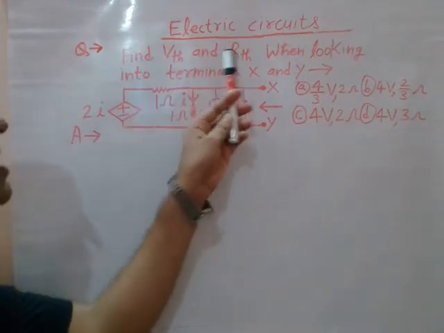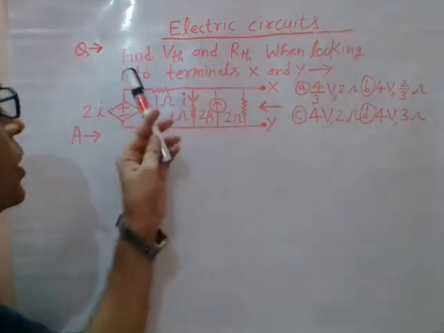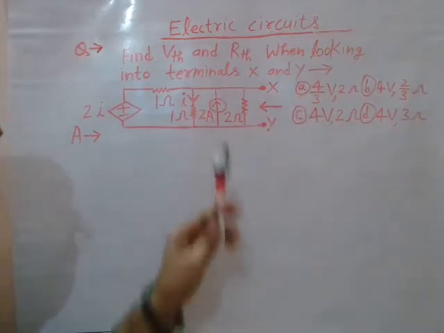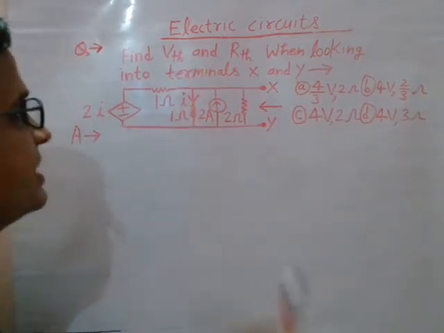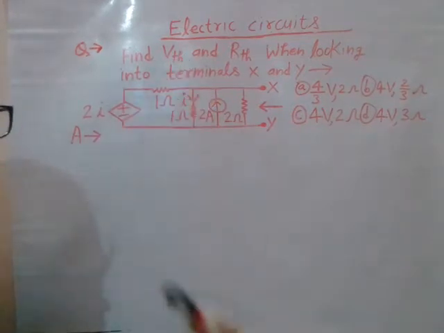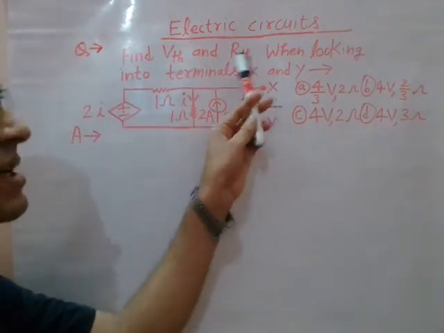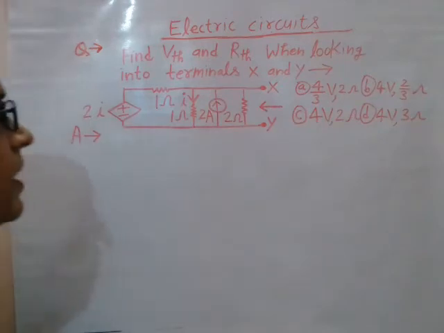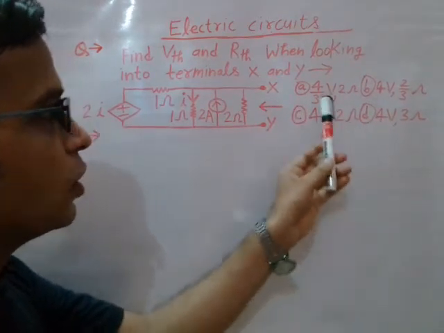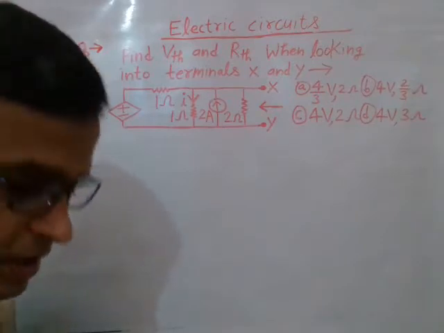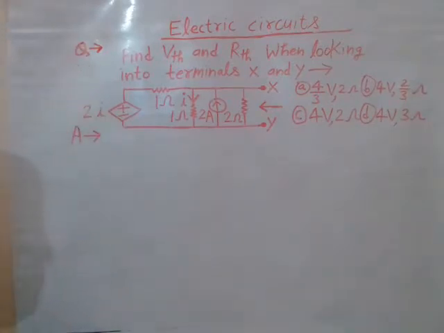Find VTH and RTH when looking into terminals X and Y. What is VTH? VTH is the Thevenin's voltage. The suffix TH indicates it's a Thevenin's voltage, right? Similarly, RTH is the Thevenin's resistance. Out of these four options, A, B, C, D, only one option is correct, and you have to choose that correct option after solving this question.